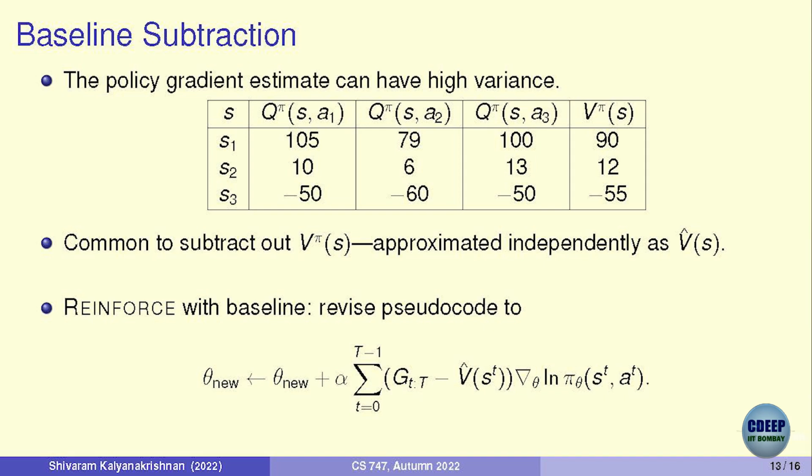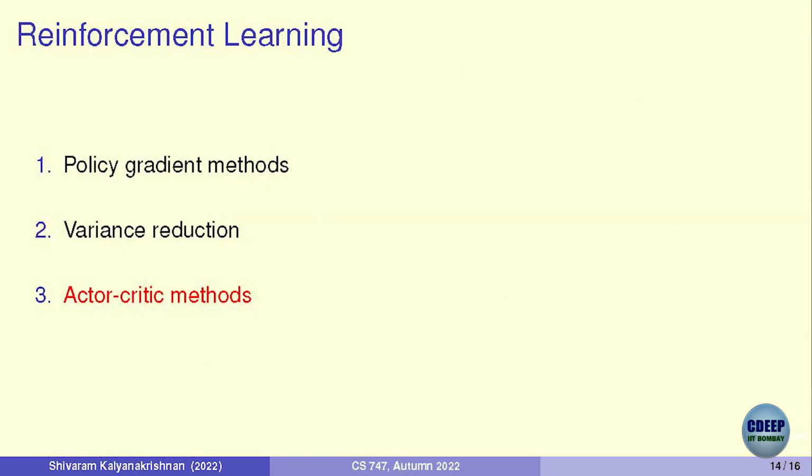So yeah, this is just a generalization of reinforce, but this is also done quite often in practice. On many tasks, you will want to subtract out a baseline. So where do you come up with this baseline? Actor critic methods are maybe the most standard way of coming up with that baseline. So let's see what those are.